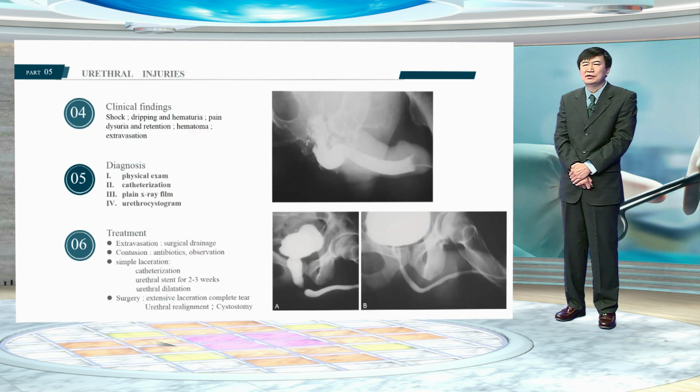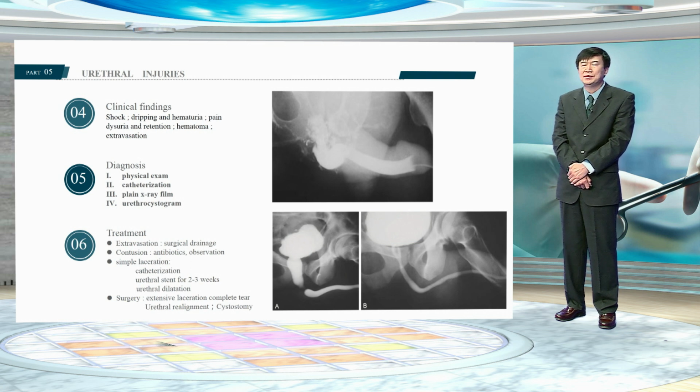The clinical findings of urethral injury include blood at the urethral meatus or hematuria, pain, dysuria or urinary retention, hematoma, and ecchymosis. Urinary extravasation can be found. If there is infection, sepsis and fistula might occur. Shock can be present in patients with pelvic fracture.